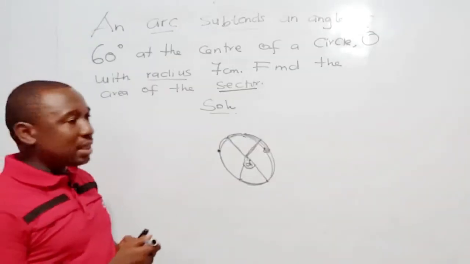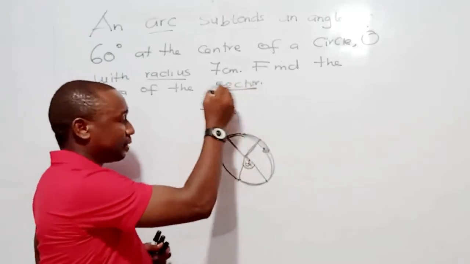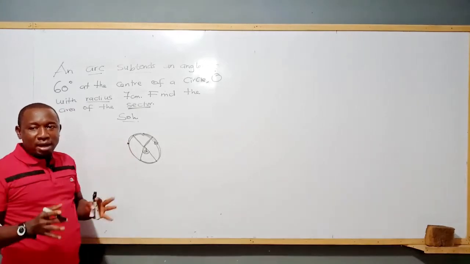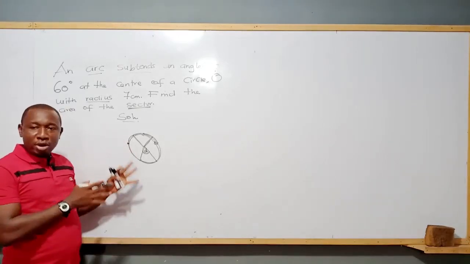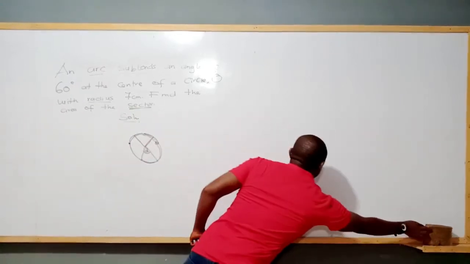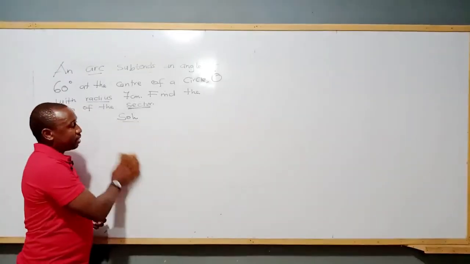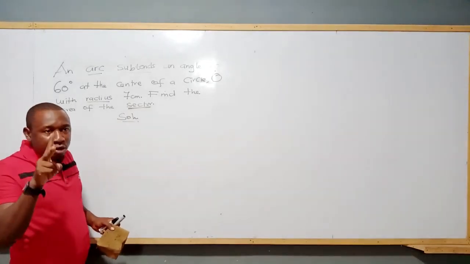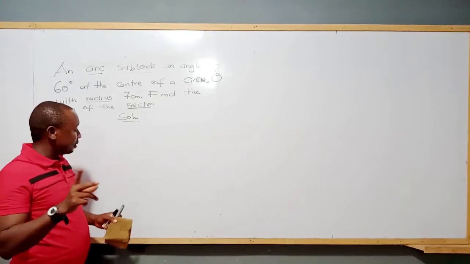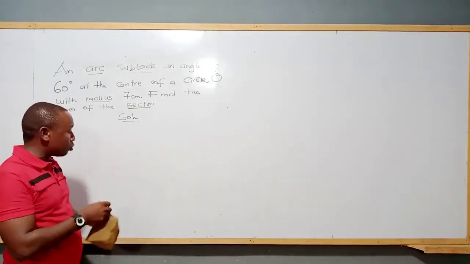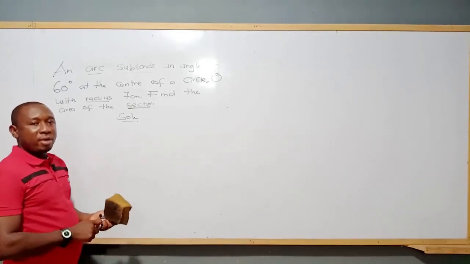We also need to understand what we mean by sector. A sector is bounded by radii and an arc. What we mean by radii is that two radius will give us radii. A sector is bounded by radii and an arc. So two radius will give us radii.